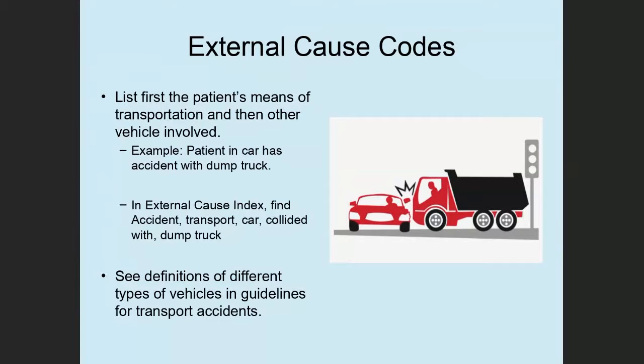External cause codes list the patient's vehicle or means of transportation first, then the other vehicle involved. For example, a patient in a car has an accident with a dump truck. This is the patient. So find accident, transport, car, collided with dump truck. If you look at the very beginning of the guidelines for transport accidents, you'll see very specific definitions for the types of vehicles. And this is important for what specifically is considered a dump truck or a special vehicle or an agricultural vehicle.